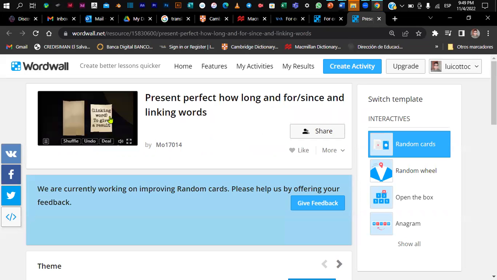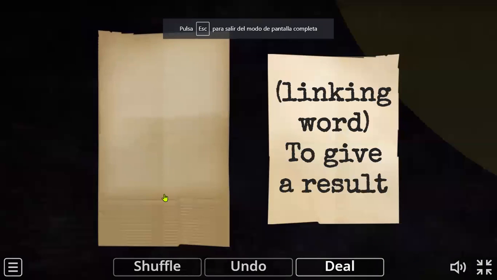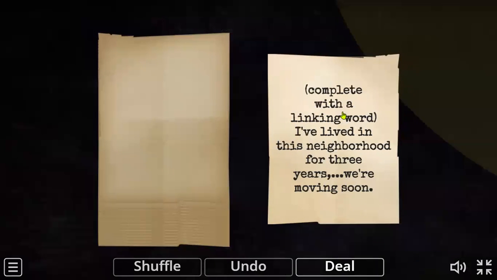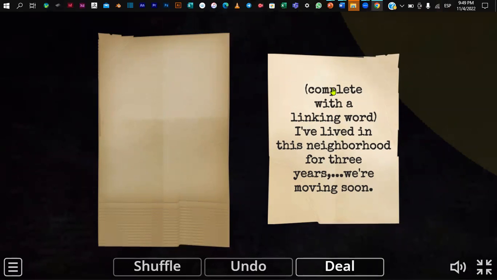Let's check another one. Complete with a linking word. The linking word is for or since. La que une es la word, for or since. Cualquiera de las dos. Complete, can you read it? Complete with a linking word. I live in this neighborhood for 3 years. We're moving soon.